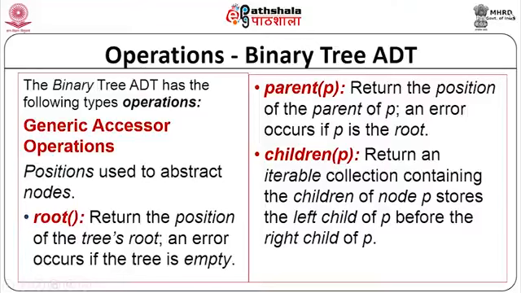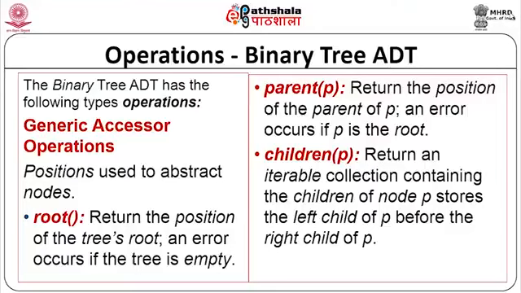Now, let us look at the operations on binary trees. The binary tree ADT has the following types of operations. Again, we are going to talk about generic accessor operations. Positions are used to abstract nodes. Root returns the position of the tree's root node; an error occurs if the tree is empty. Parent(P) returns the position of the parent of P; an error will occur if P is the root. I think this is fairly understandable.